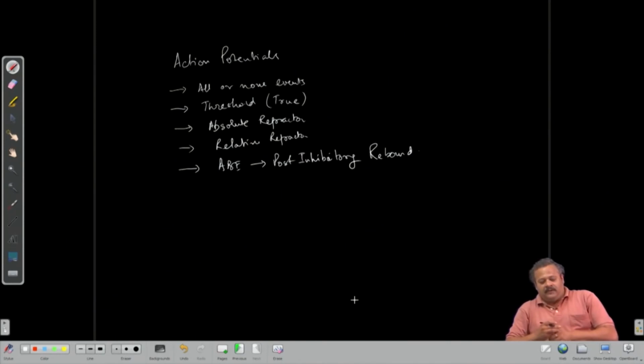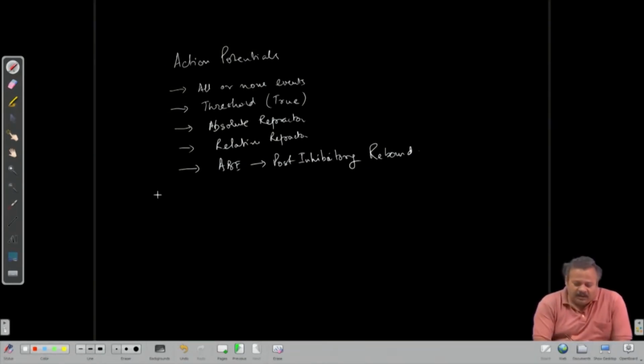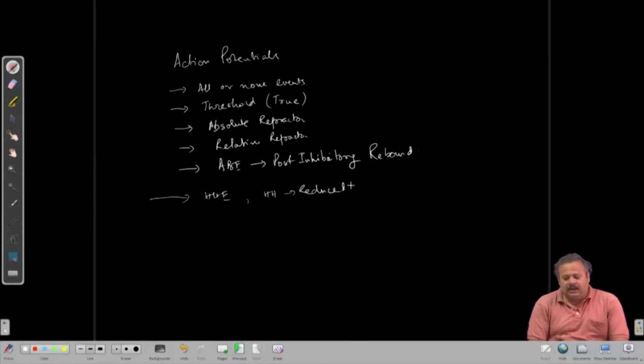There are many other applications or concepts that can be explained with the post inhibitory rebound phenomenon. And of course, we have understood in this section the Hodgkin-Huxley set of equations and the Hodgkin-Huxley reduced set to explain the above phenomena.